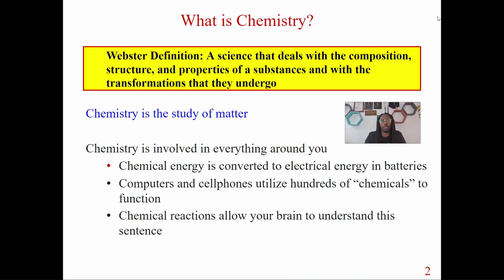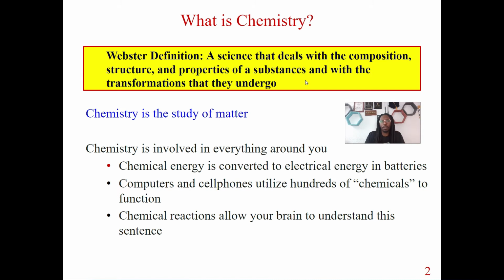That's a whole lot going on there. Let's read that one more time: a science that deals with the composition, which we're going to talk about in a little bit, the structure of something, and the properties of that given substance. These three things go into what we call this science, chemistry. But also pay attention that we're not only focused on the composition, structure, and properties of the substance, we also have to pay attention to how it transforms into something new in some type of way. So a lot is going on with this science called chemistry.